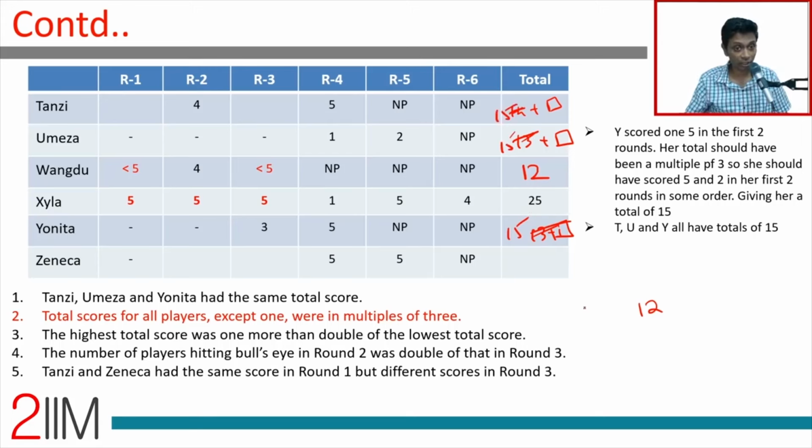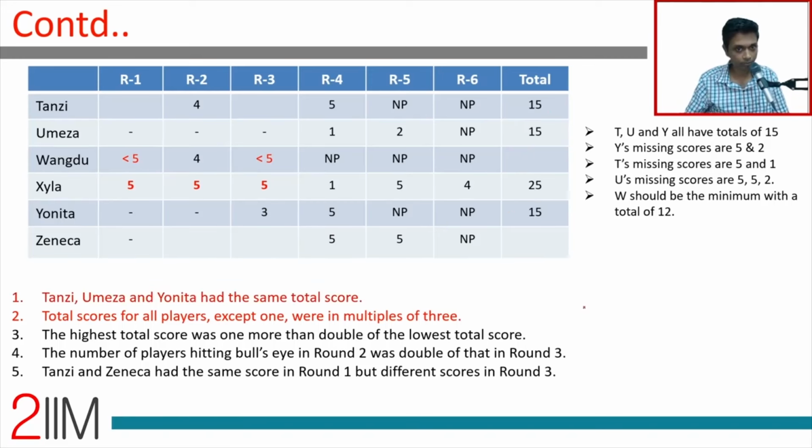15, 15, 15. That's the total. Wonderful. So far, so good. So these two should be 4. That one was easy because the total should add up to 12. Fine. Now the missing scores for Tanzi are 5 and 1.